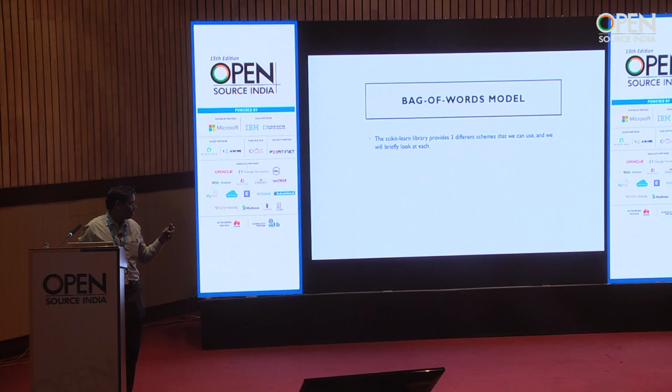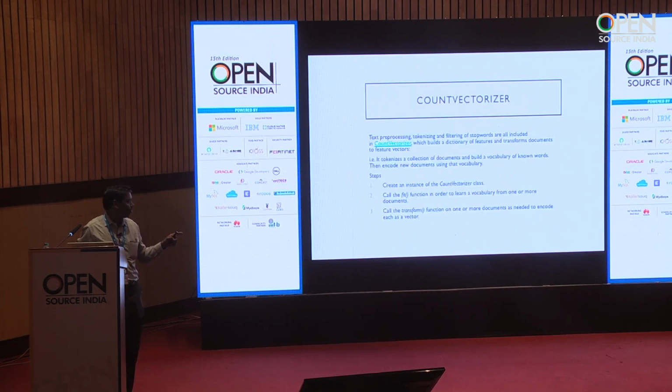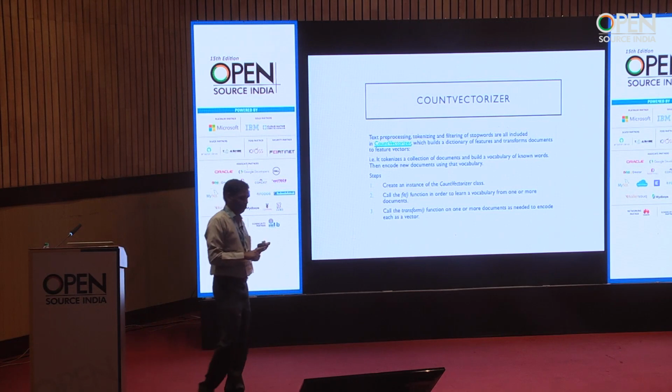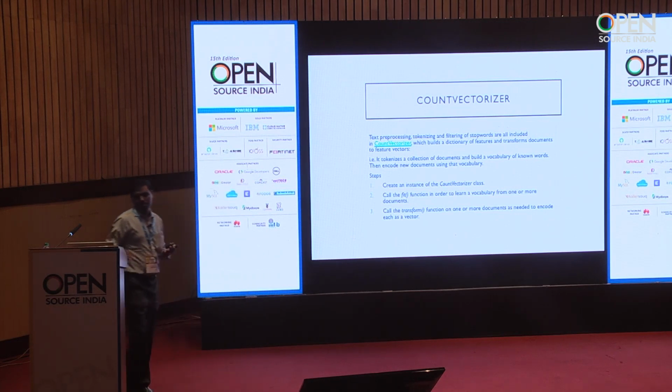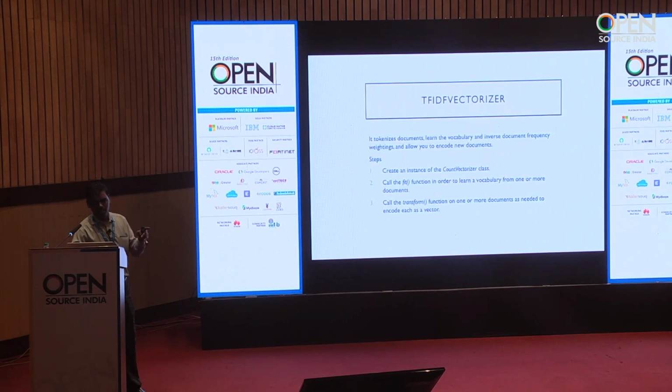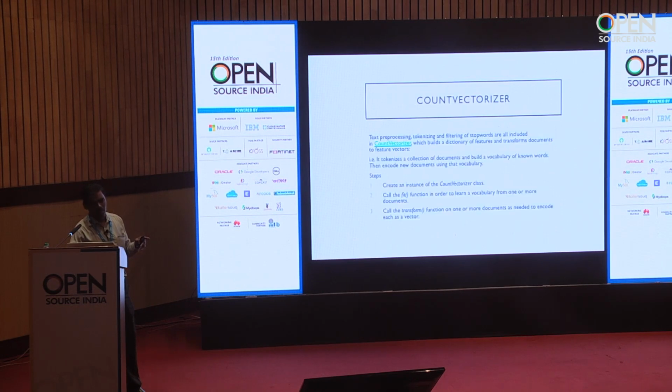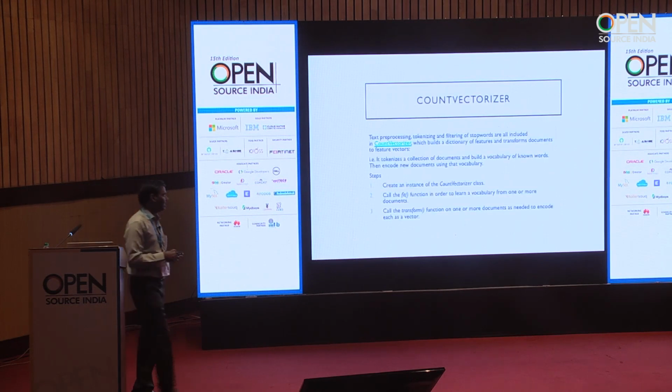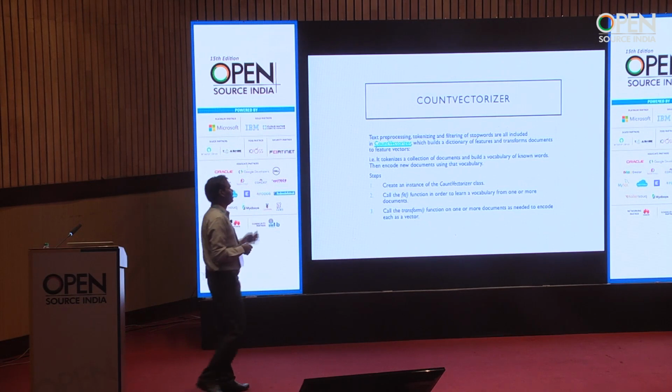Then I'll talk about 2-3 different types of APIs available in the open source scikit-learn. There are 2-3 parts. One is the CountVectorizer. Then we have the TF-IDF transformer and the TF-IDF vectorizer. The other one is the HashingVectorizer. These are different ways to use it, and each has its strengths and weaknesses.